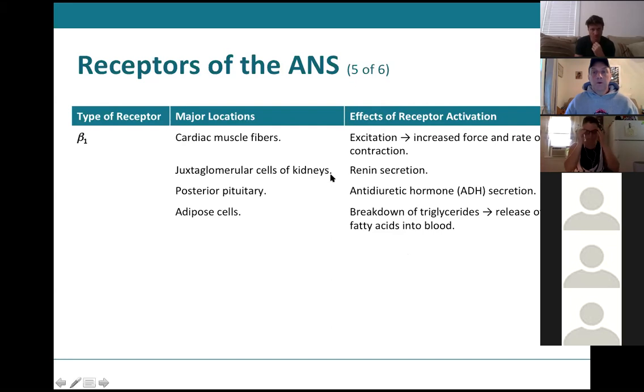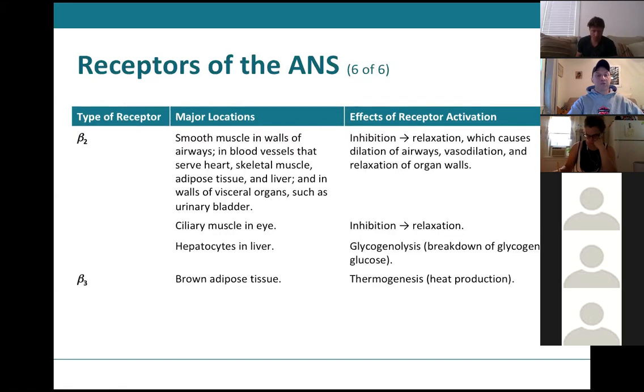Beta 1, cardiac muscle fibers, the one to remember if you're going to remember something. Okay. In fact, I'll reinforce it several times throughout the rest of the semester. The beta 1 receptors on your cardiac musculature cause an increase in the force and the rate of contraction. The others, we don't tend to worry about, but this is when you're actually going to the gym and you're, you know, stressed out about something. This is what actually breaks down triglycerides, beta 1 receptors on your adipose cells.